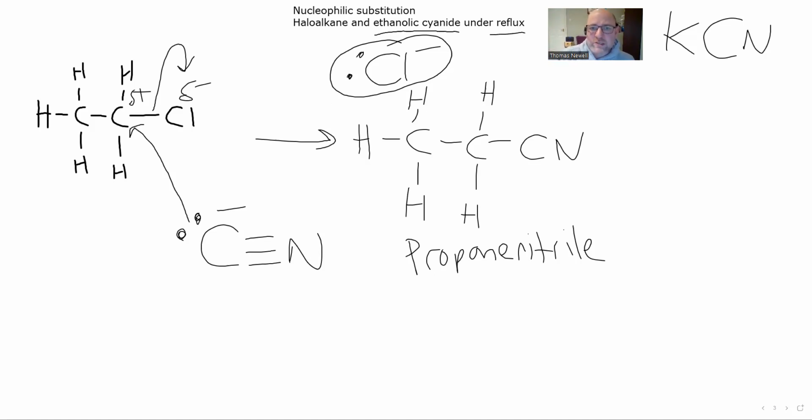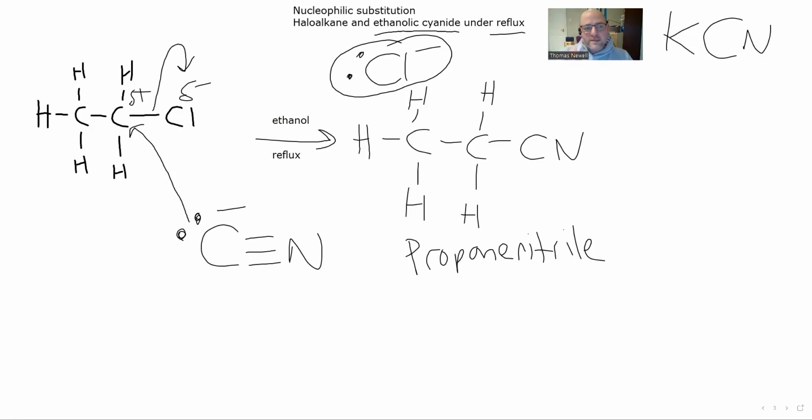Also notice the conditions. It says reflux. So my conditions are ethanol and reflux. Ethanol and reflux are my conditions.